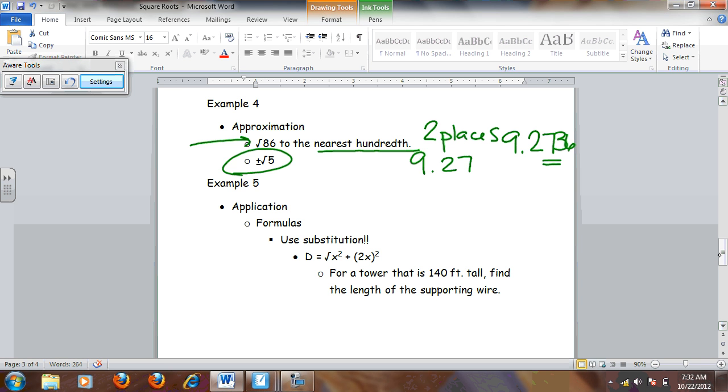Here, positive, negative square root of 5. Okay, let's find the square root of 5. And it is 2.236. Nearest hundredth, that's the 3. Should it stay at 3 or round to a 4? Should go to a 4. So it's the positive, negative 2.24.